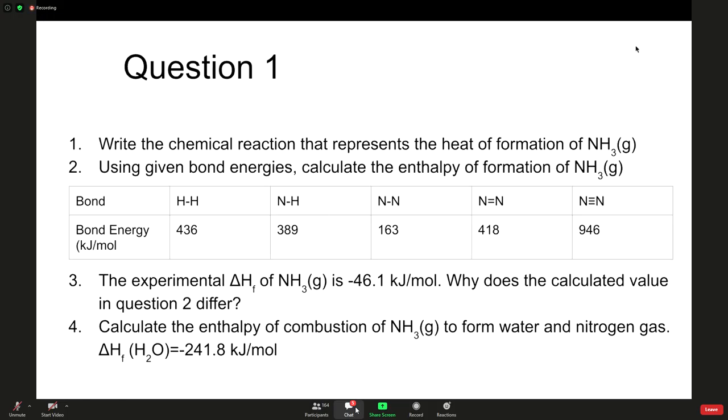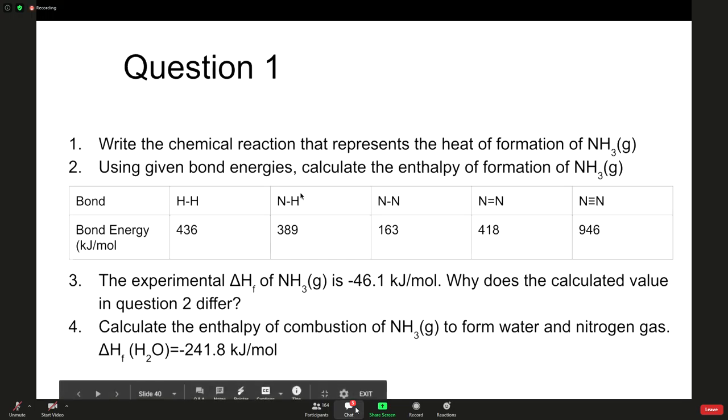So for the first reaction, you're calculating the heat of formation of NH3. So will you use its constituent elements, or will you use its constituent atoms?